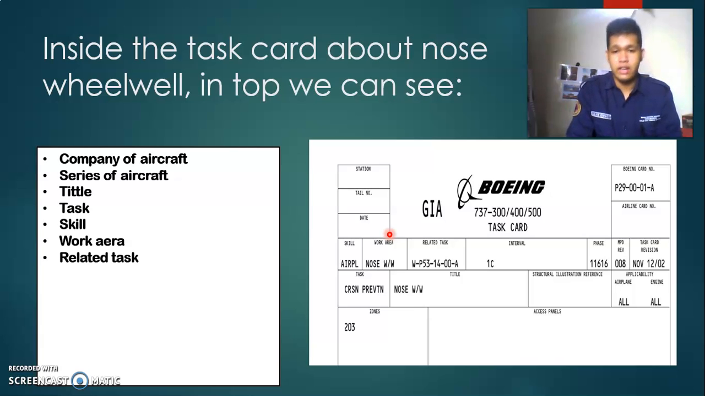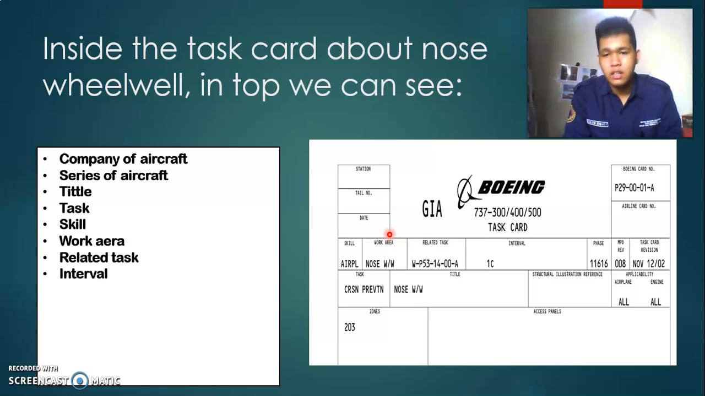After we know the work area, we need to see the related task, or what we will print or release again for this task. After the company releases this task card, we need to print the AMM, aircraft maintenance manual, or job card. So the related task is the same as that. It's a code: W-P53-14-00-8.